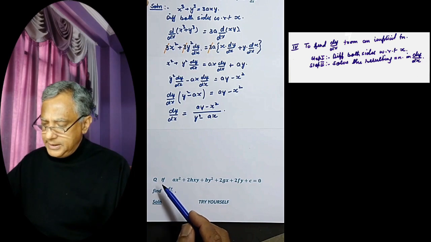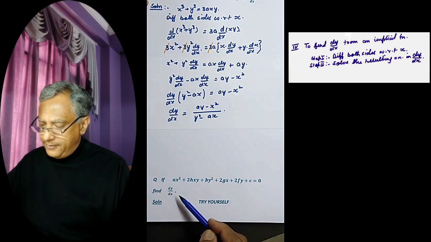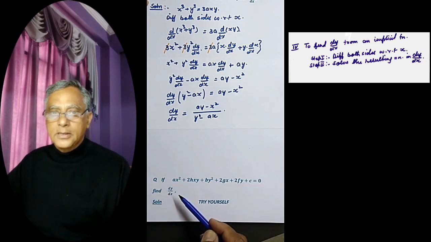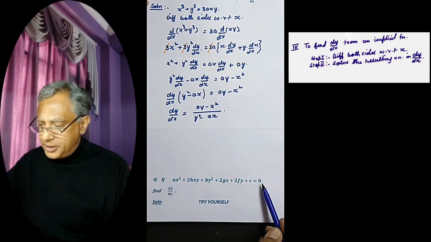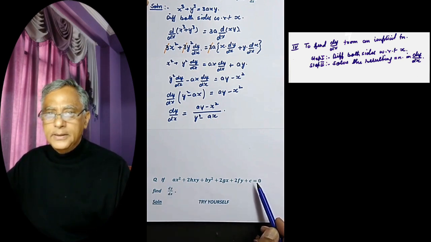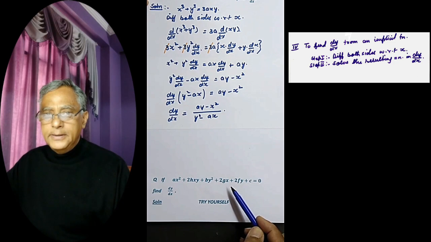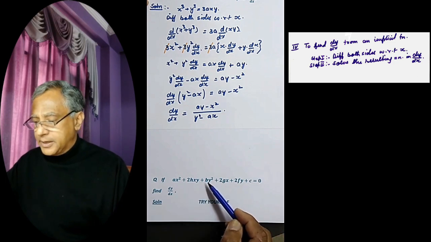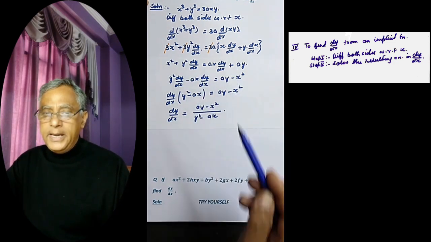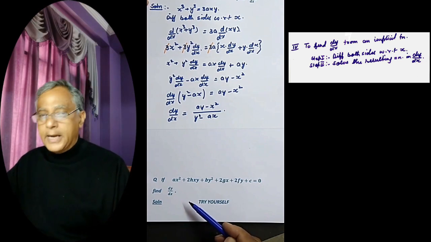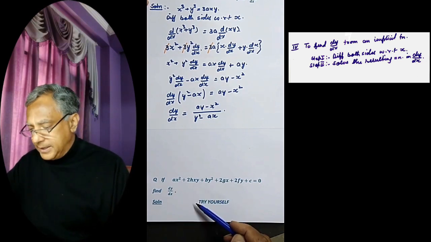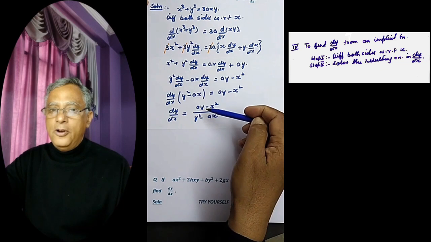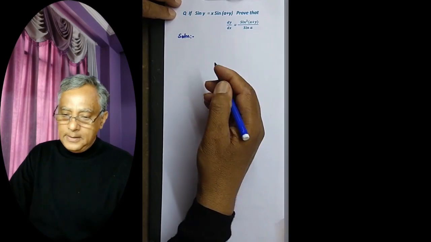Now the next question is, we are given this relation and we have to find dy by dx. So what we do is, we differentiate both sides of this equation and simplify it, and then solve the resulting equation for dy by dx, and we will get the result. You can try this question yourself on similar lines.